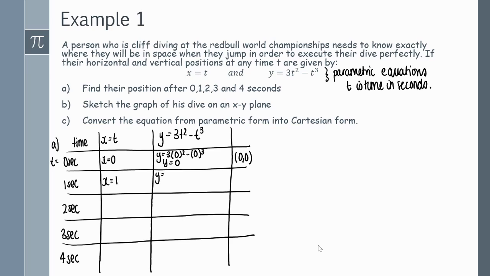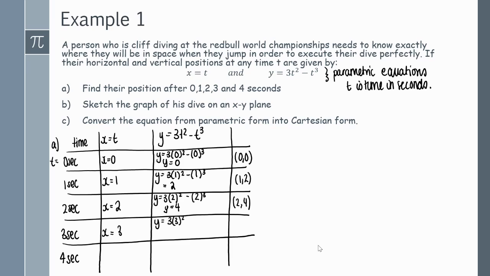After 1 second, everywhere you see a t, you're going to put a 1. x will be 1, y will be 3 times 1 squared minus 1 cubed. That's just going to give me 2. So after 1 second, the person is at the coordinate point 1, 2. When 2 seconds have gone past, y will be 3 times 2 squared minus 2 cubed. y will equal 4. So the person is now, say, 2 meters to the right and 4 meters up in space taking their dive.